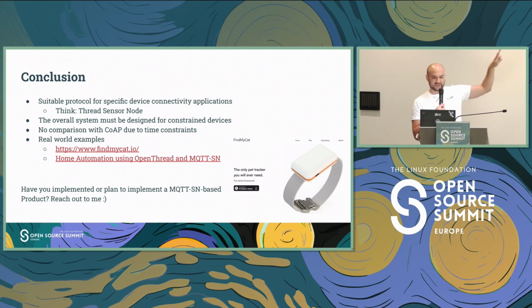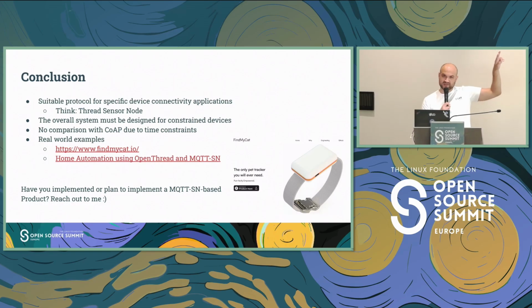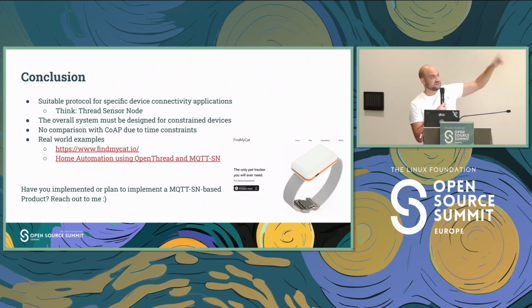There are 2 real-world examples of people using the MQTT-SN implementation on Zephyr, and one of them is a cat tracker.